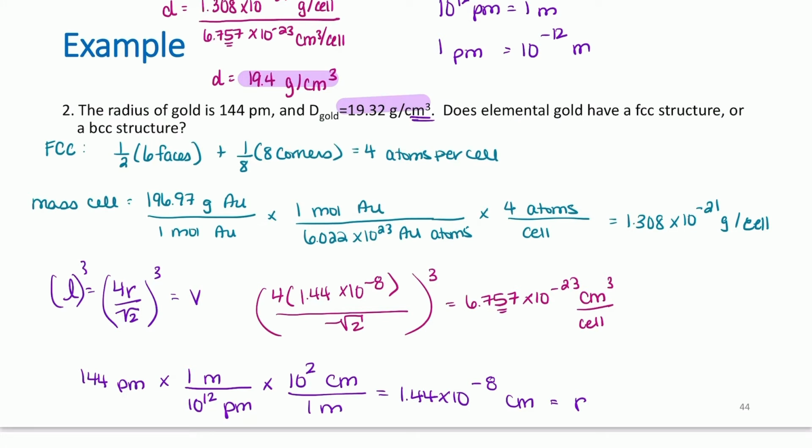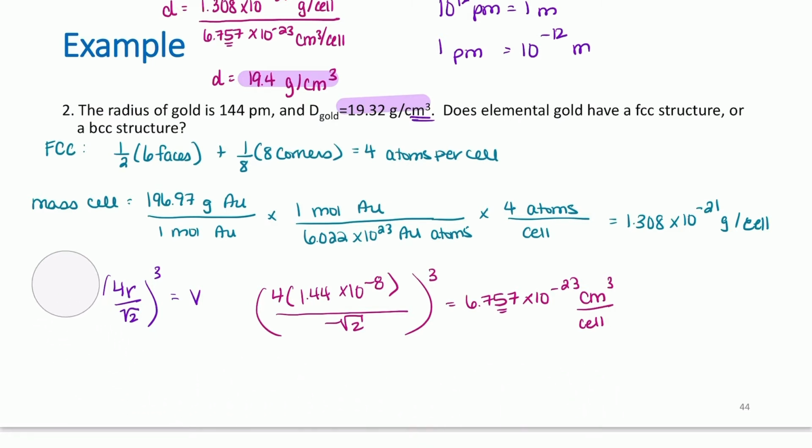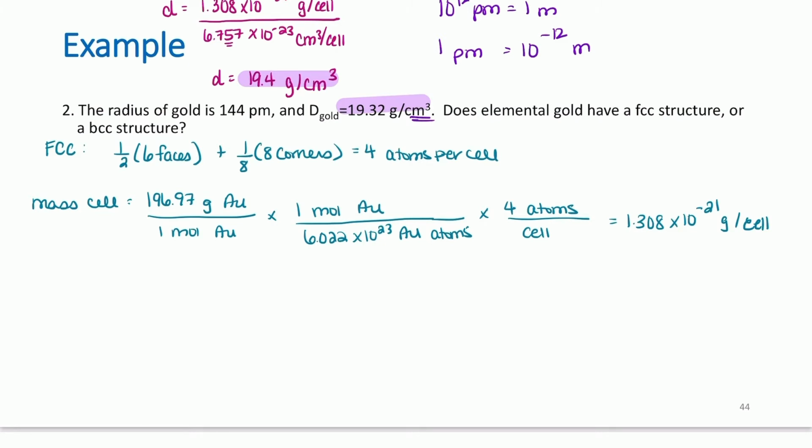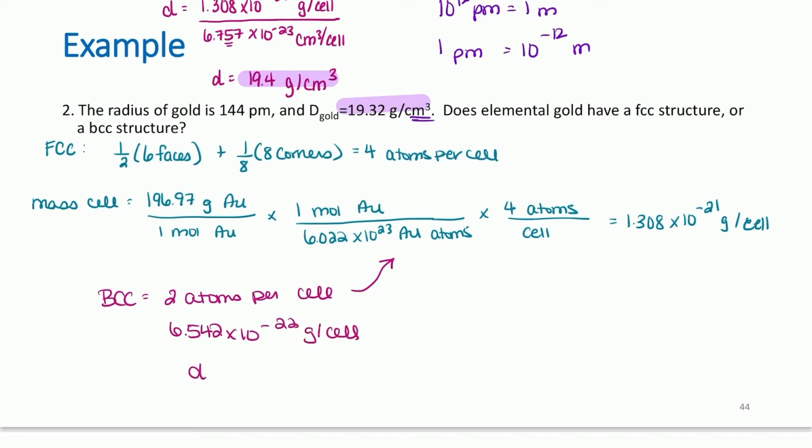I'm going to erase some of this so I can write some other stuff, so please pause and write down if you need to. But if I was to calculate this for BCC, BCC is 2 atoms per cell. So everything stays the same except the calculation here. I would get 6.542 times 10 to the minus 22nd grams per cell. And the density would be 9.68 grams per centimeter cubed.